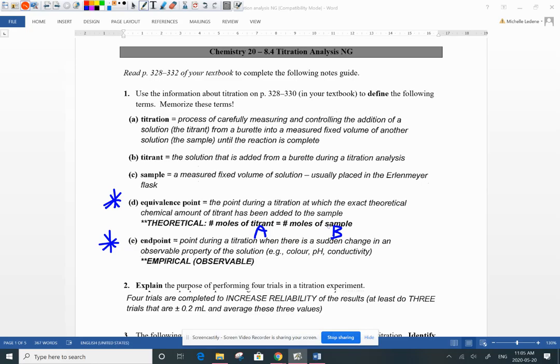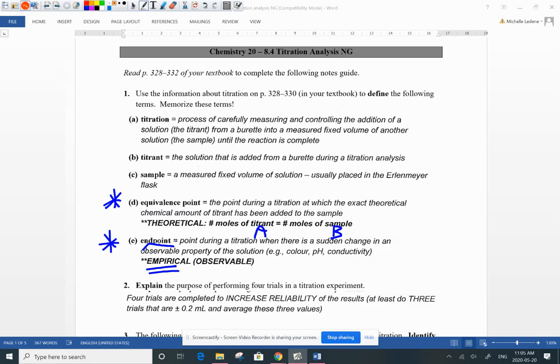What you can see though, the empirical, the observable thing, is the endpoint. And that's why we use an indicator. You can see its color change. Like it goes from colorless and all of a sudden it's pink, right? And so that's an example of using phenolphthalein. It undergoes this color change. You know that you've reached the endpoint of the reaction, and it's a measure of what's happening inside of the solution, where the moles of acid is equal to the moles of the base.